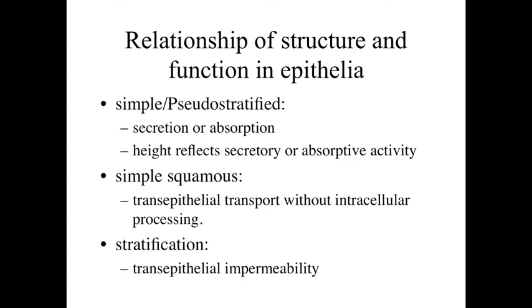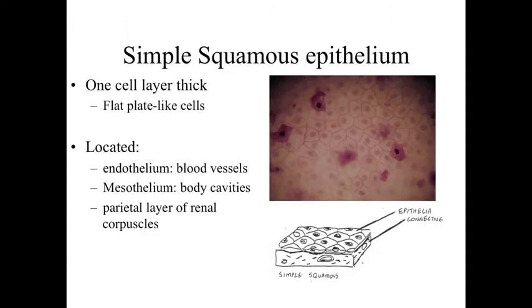Stratification, or multiple layers of the epithelia, is generally associated with transepithelial impermeability, so preventing things from passing across the membrane. And again, this is just a rough generalization, but it'll give you an idea that we can take a look at these epithelial cells and begin to understand how the structure relates to the function that they have.